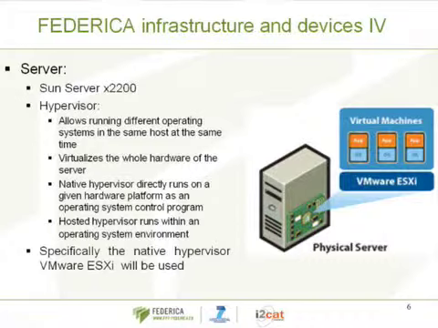Finally, the third device we are going to virtualize is the server. We are going to use Sun Server X2200, and the way to virtualize these servers will be with the hypervisor. The hypervisor permits running different operating systems in the same machine at the same time. Also, a good advantage that it has is that it virtualizes the whole hardware. For example, a virtual machine instance will have virtual RAM, virtual disk, virtual interfaces, and all the hardware virtualized.